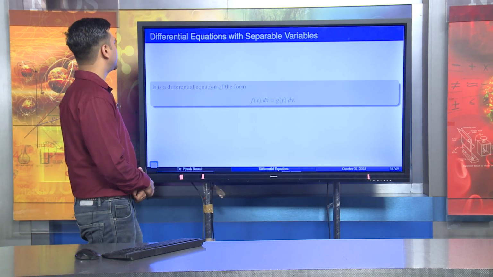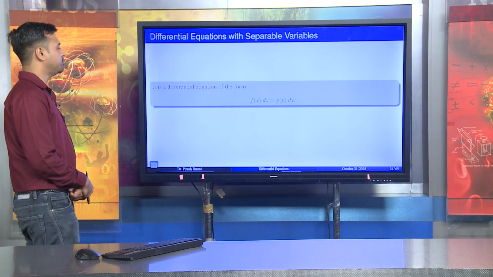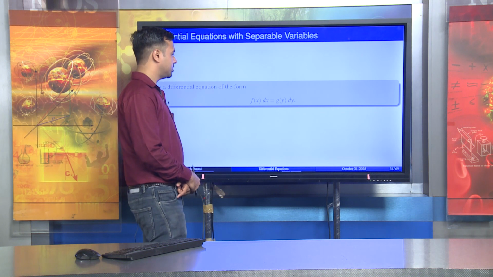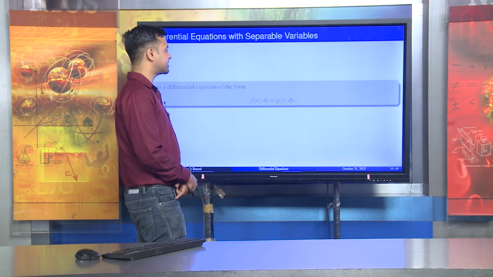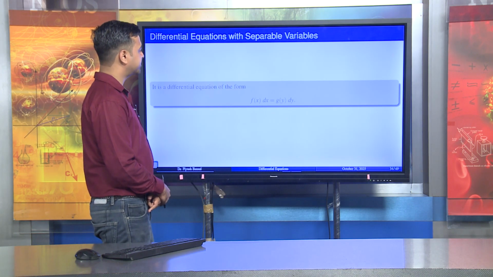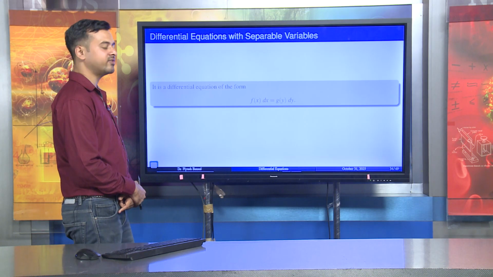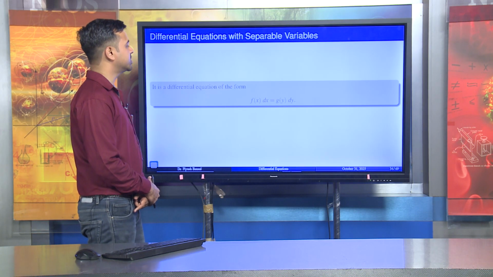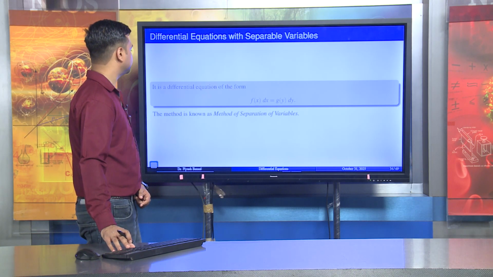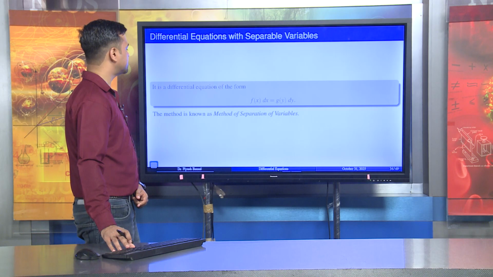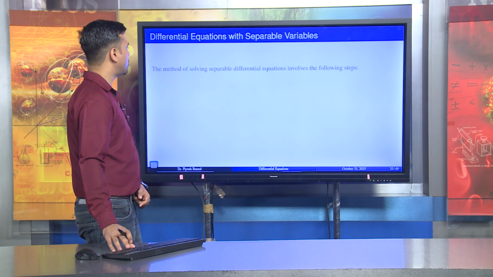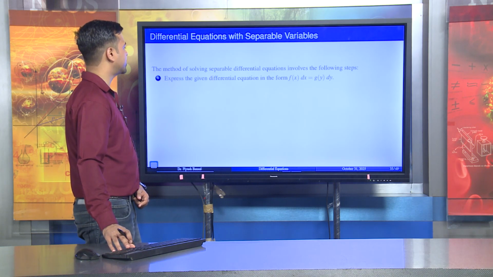By a differential equation with separable variables, we mean a differential equation where we can separate out the variables x and y, so that f(x) dx = g(y) dy. The left side of this equality contains only the variable x and the right side contains only the variable y. This method is also known as the method of separation of variables.